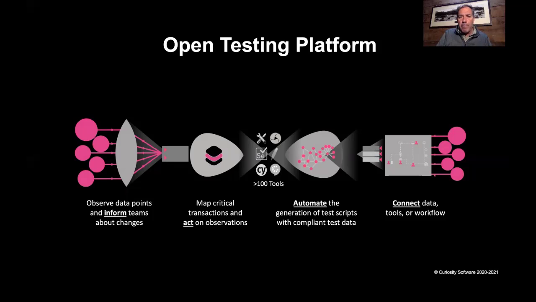It then allows us to map against those critical transactions that are really driving our business. So it ties those observations to the impact of business. It can then draw in things like test data and marry it together and auto-generate scripts. But the most important thing about the open testing platform, it's connectivity. It's this idea of having an open framework that allows you to connect data, tools, and workflow.